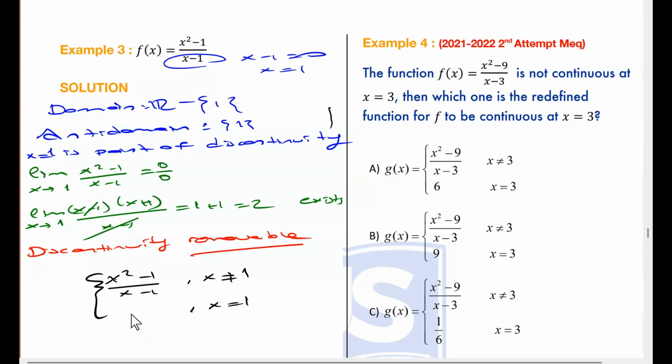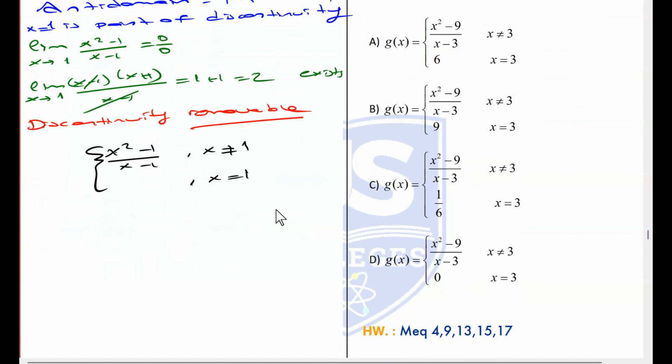This is what I am going to do. I am going to redefine the function so that it is continuous. So instead of writing the value of the function, if I write the value of the limit, if they are equal to each other, then it would be continuous. So let's write the value of the limit instead. What's the value of the limit at 1? We just found the value of the limit at 1 as 2. So let's write 2 instead. So normally it was undefined. Now it becomes 2.